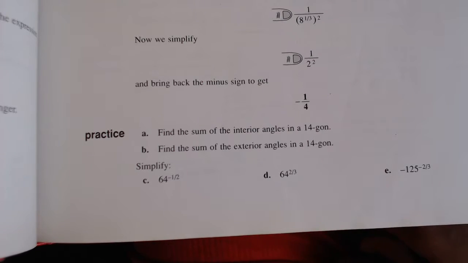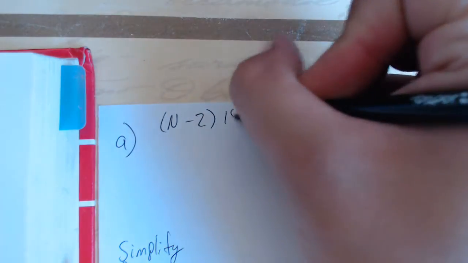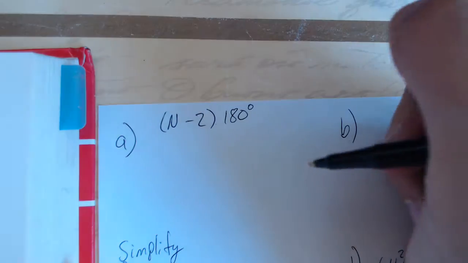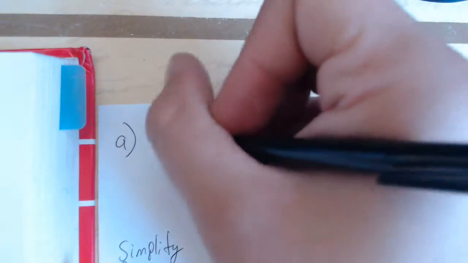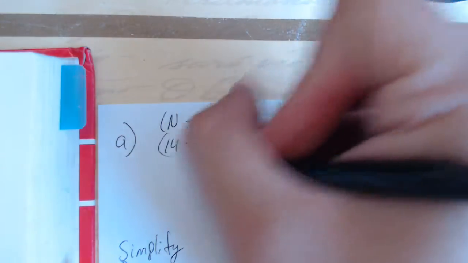Alright, here we go. Practice A. We have to find the sum of the interior angles in a 14-gon, just a polygon with 14 sides. To find the sum of the interior angles, we have to remember our equation, which is number of sides minus 2 times 180. So, number of sides we're just going to fill in as 14. 14 minus 2 is 12.